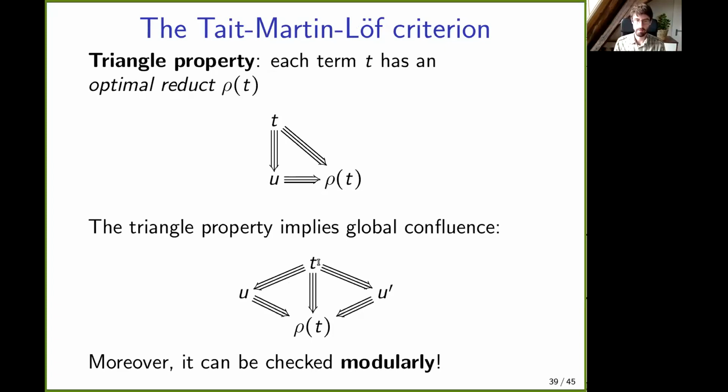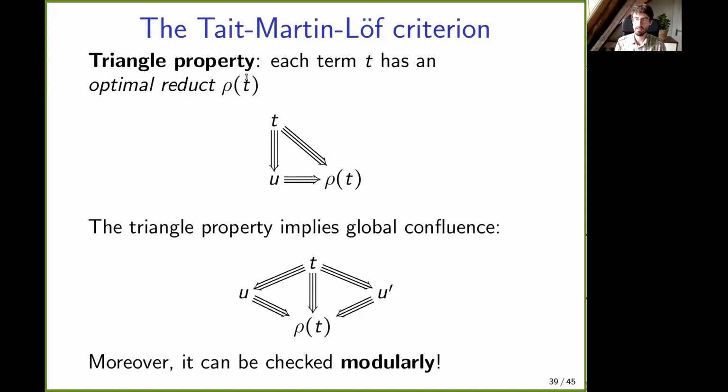So whenever we have t reduced to u and u prime, we know that u and u prime both reduce to rho of t. So this is global confluence of parallel reduction, but there's an easy argument that then also shows that single step reduction is globally confluent. And for this untyped lambda calculus, this triangle property was just a property that always holds.